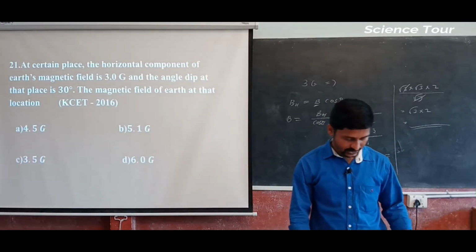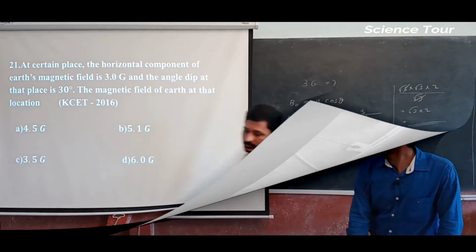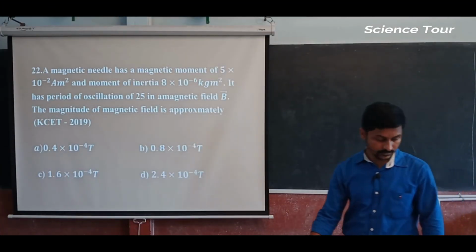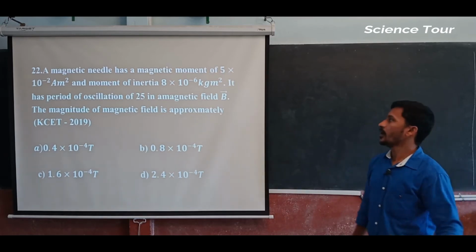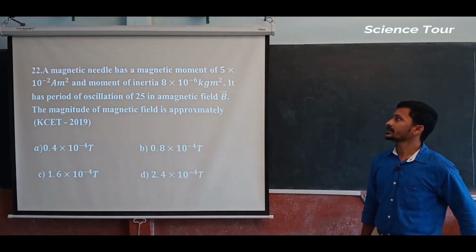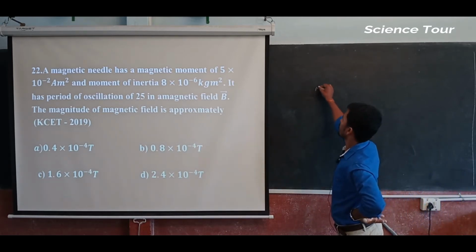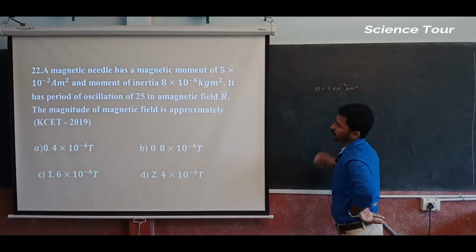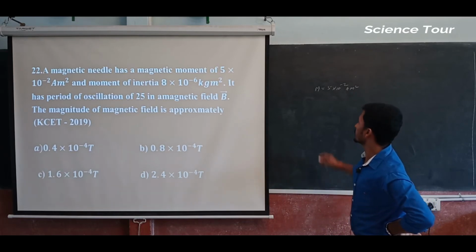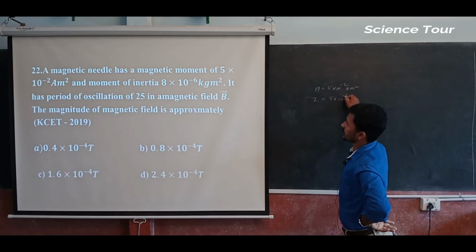Okay. So this is what in today's class we are going to discuss. Okay. So next we are going to talk about one more question, that is a magnetic needle has a magnetic moment M equal to 5 into 10 to the power minus 2 ampere meter square, and the moment of inertia I is equal to 8 into 10 to the power minus 6.